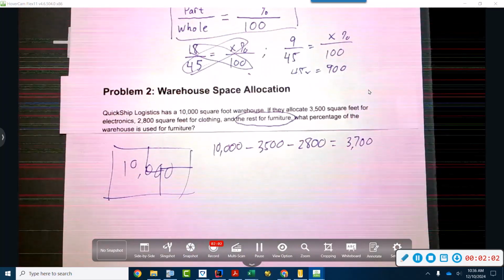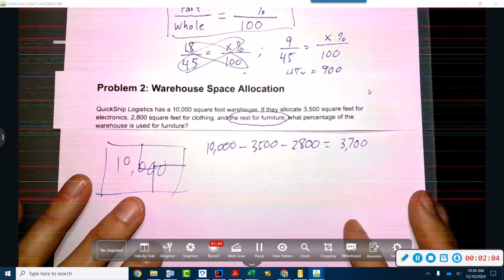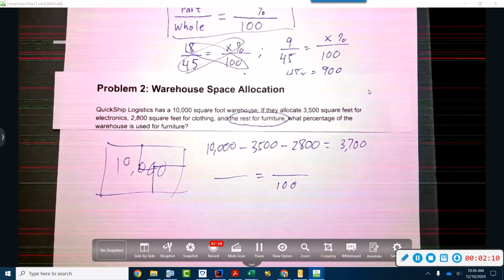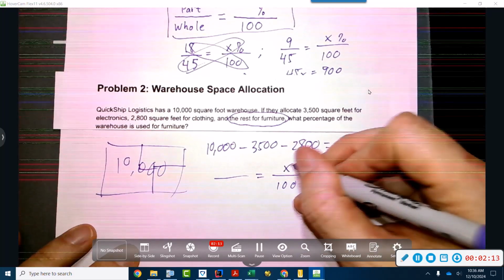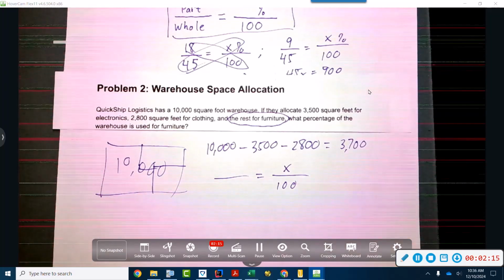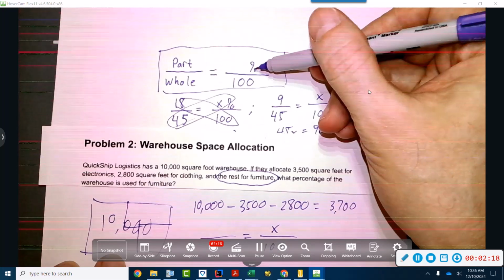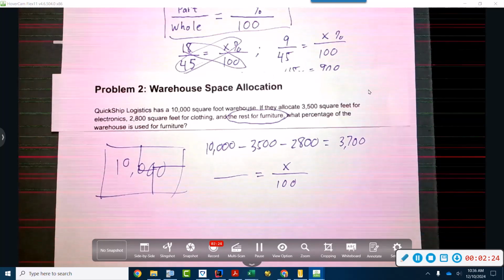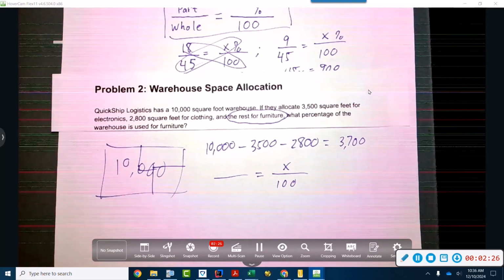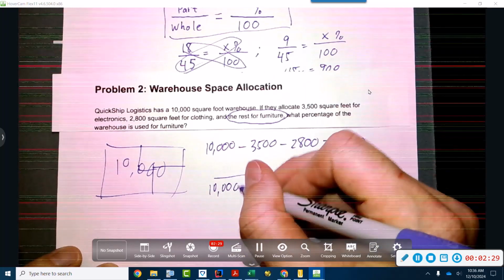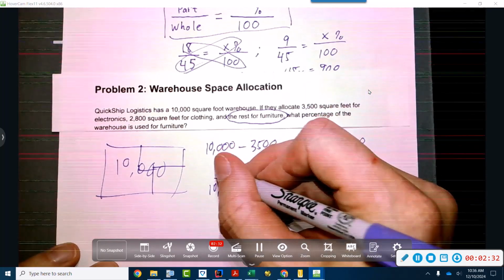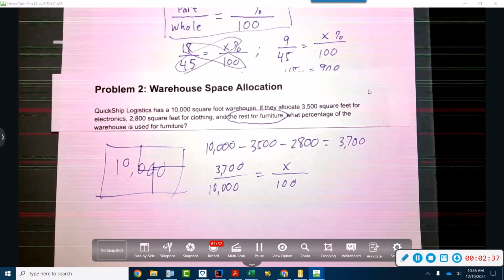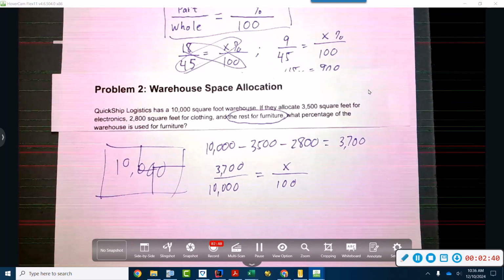I apologize for my screen, it's glitching out. We're almost done. Now we set up our proportion, because we need to ask the question, what percentage? We put the x right over the 100 because that is the percentage location. Now we think about which one is the part and which one is the whole. The whole will always be the largest value, if you're dealing with physical reality.